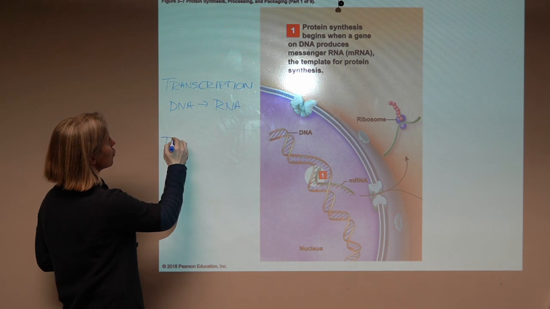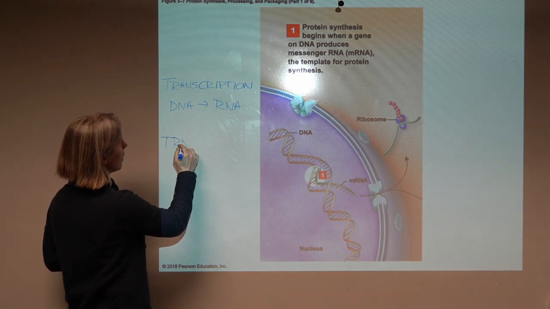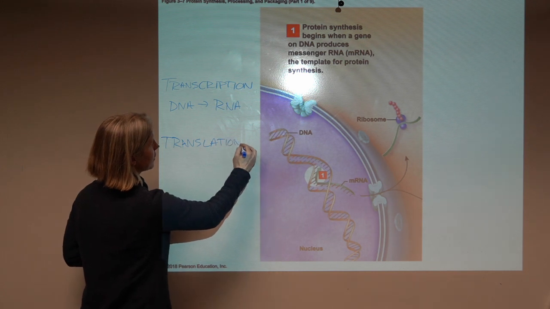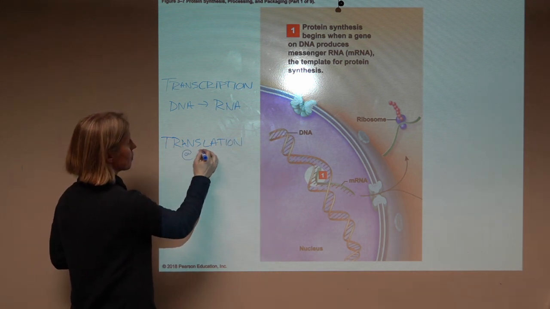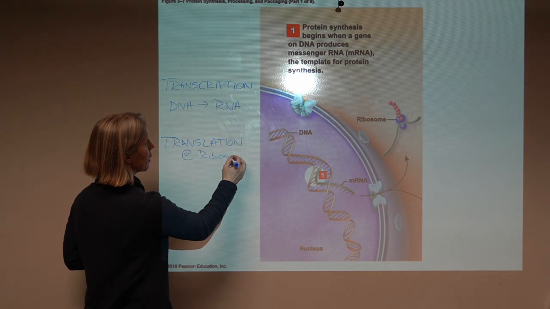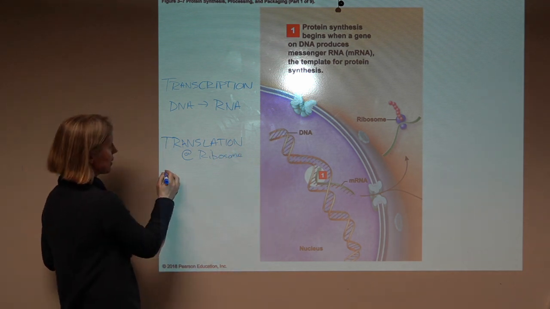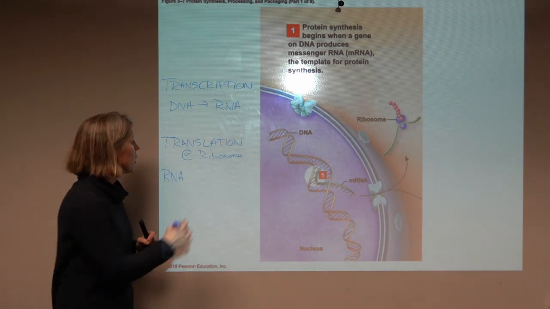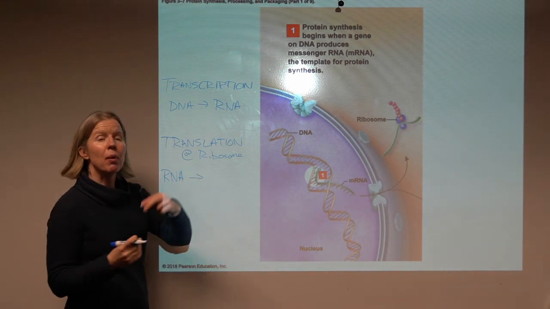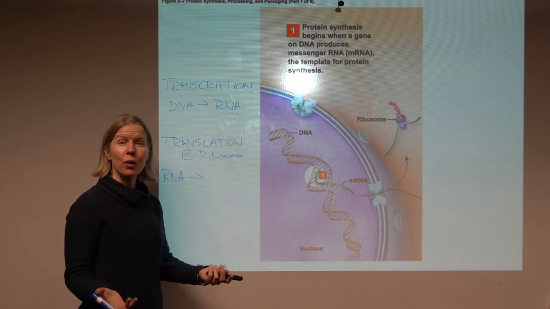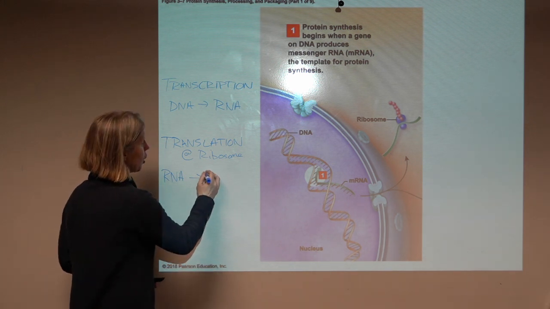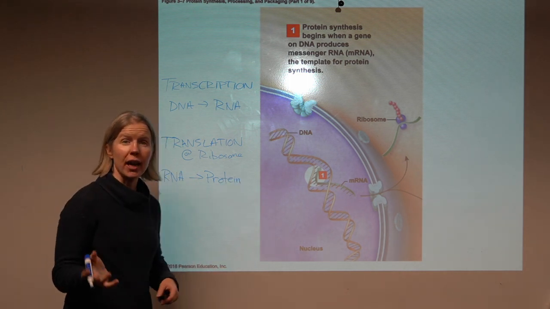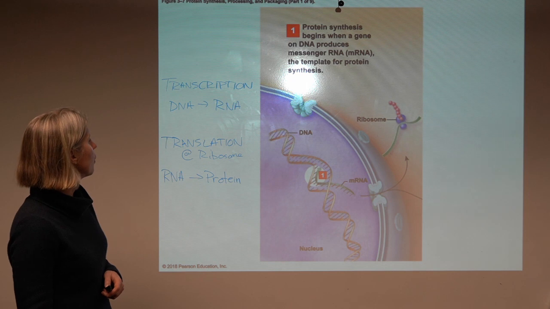Ribosomes are where translation takes place. And translation is the process of taking that RNA, reading it letter by letter, and building a polypeptide chain, a string of amino acids, which will become our protein. All right, so RNA to protein is translation.